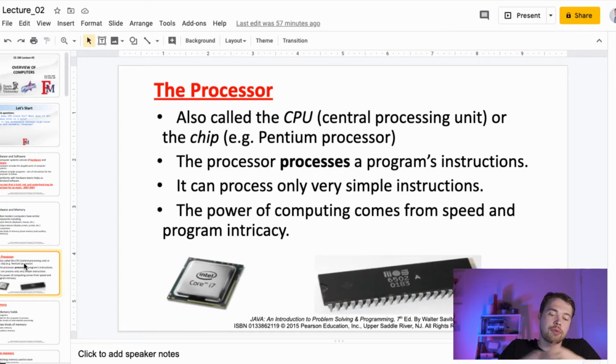So the heart of the computer, the most important component, which the computer is not going to work without by any means, is the CPU, the processor. The processor, also called CPU, which stands for Central Processing Unit, or sometimes the chip. One of the examples is the Pentium processor. So what does the processor do? The processor processes programs, instructions.